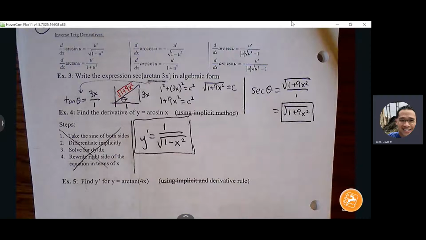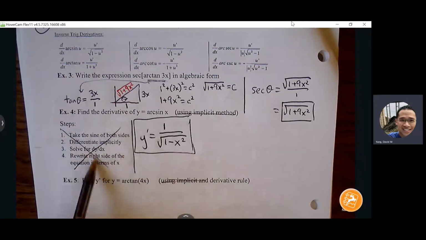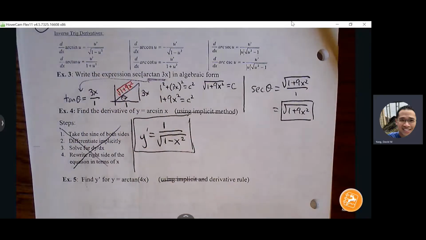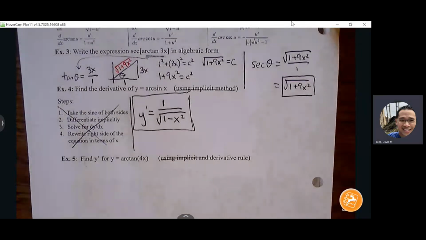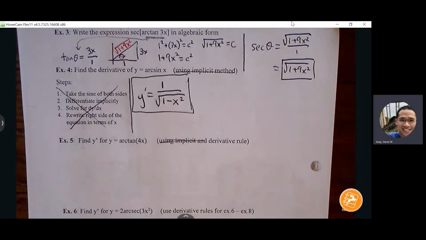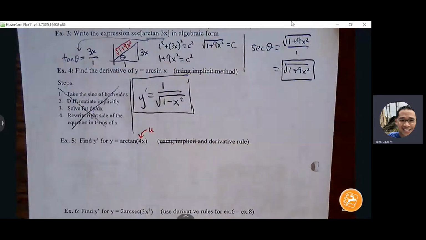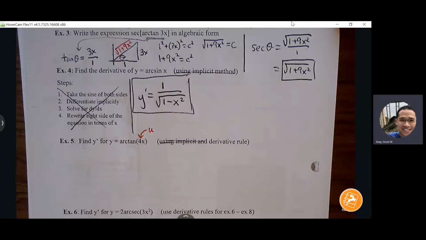Yes, so we're ignoring those steps that are there. We're not going to do the implicit method. We're just going to rely on the trig derivatives. Okay, example 5, arctangent of 4x. What's our u value? Okay, so try that. See if you can work your way to the derivative using the rule above.